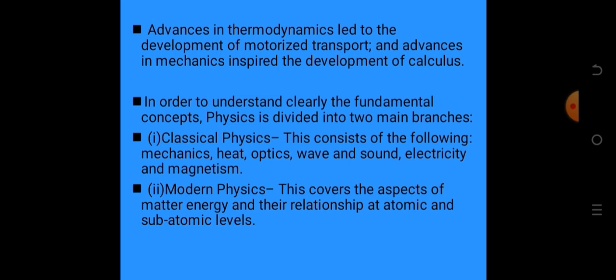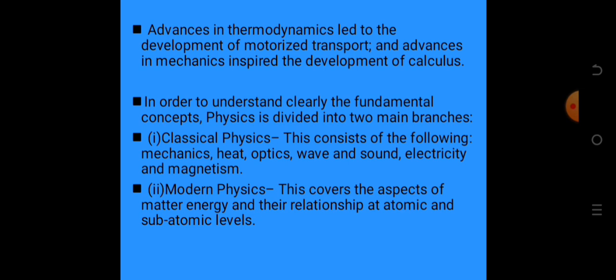So in order to understand clearly, the fundamental concept of physics is divided into two main branches. You have classical physics, and this consists of the following: mechanics, heat, optics, wave, sound, electricity, and magnetism, as initially I stated. Then we have what is called modern physics, and this covers the aspect of matter, energy, and their relationship at atomic and subatomic level.